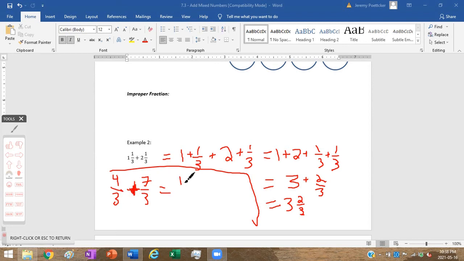All right, so here we go. 4 plus 7 is 11. Bottom number stays the same. All right, 3 will go into 11 how many times? Well, it will go into 9 3 times exactly. It will go into 12 4 times. So it's going to have to be just 3 complete times. And how many are left over? 2 left over. 3 and 2/3. Okay, lovely.